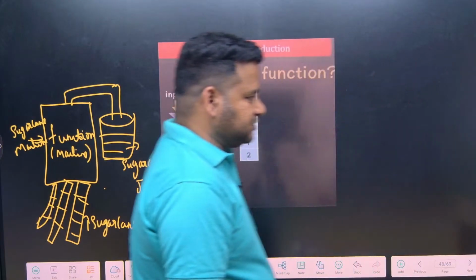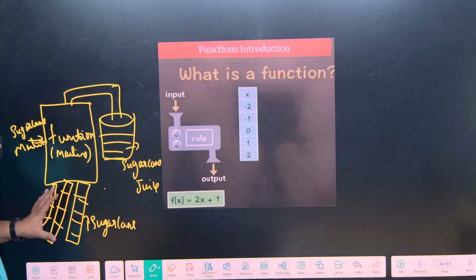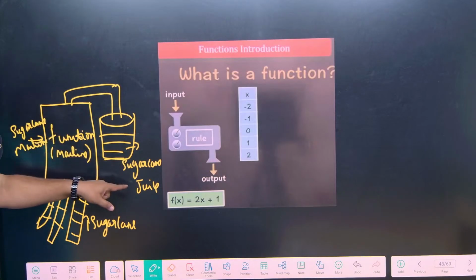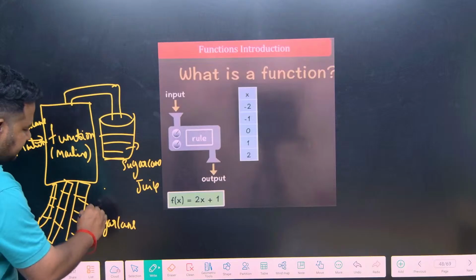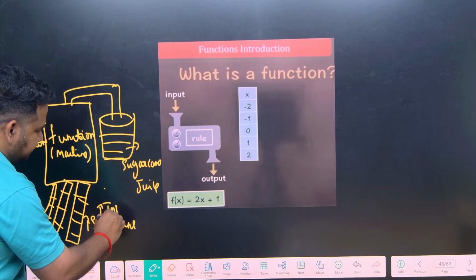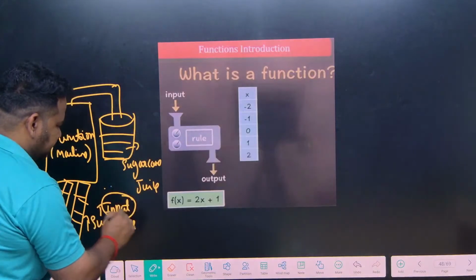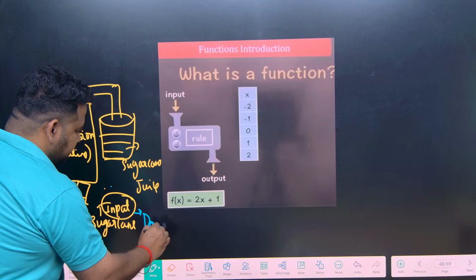Functions, domain and range, I am teaching. So see here, this is the sugarcane, this is the sugarcane machine. If you put the sugarcane, you will get sugarcane juice. The sugarcane here represents what? It is the input. It is representing input. This input itself we call the domain.